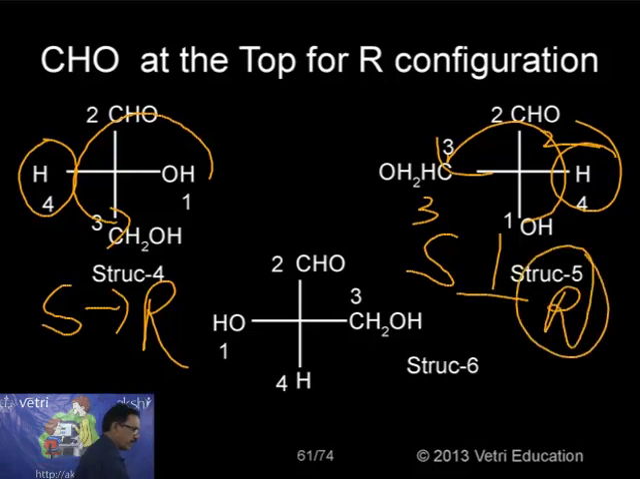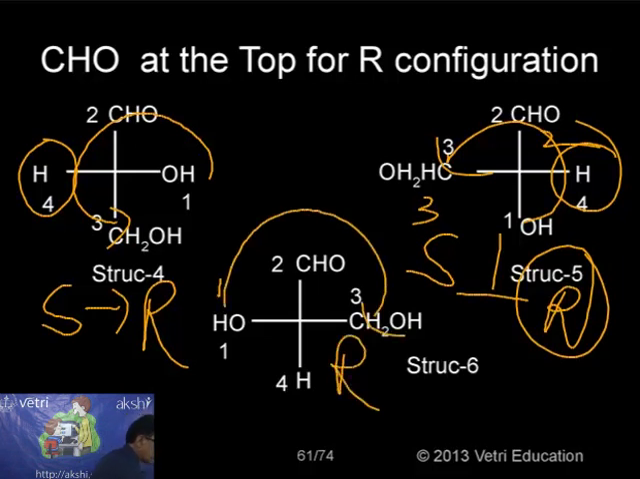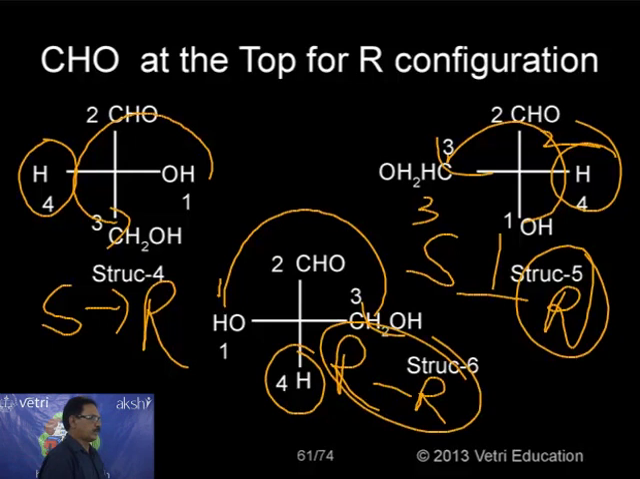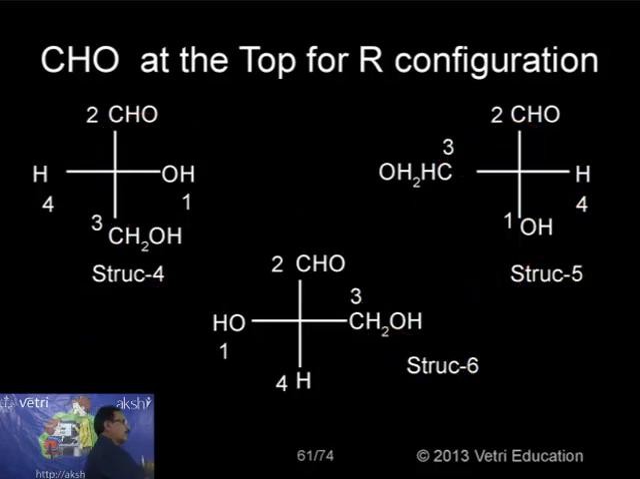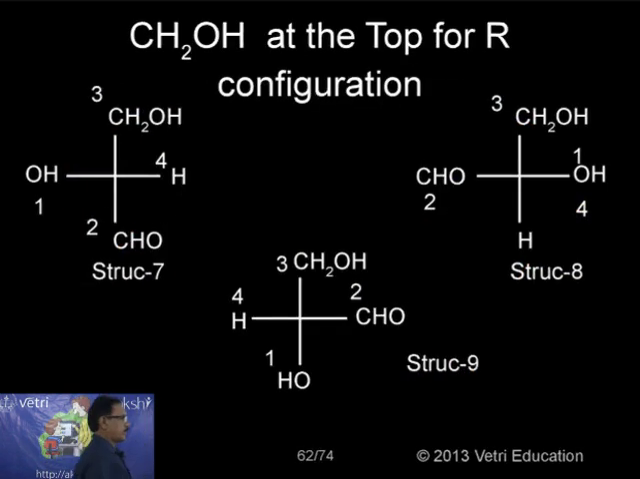The same way, come for structure 6. This is number 1, 2, 3. This is moving clockwise, so real is R. That is, fourth priority occupies vertical, so the original predictor, now the real, is also R. So this is the way we have to predict the configuration. Let me go to the next possibility.